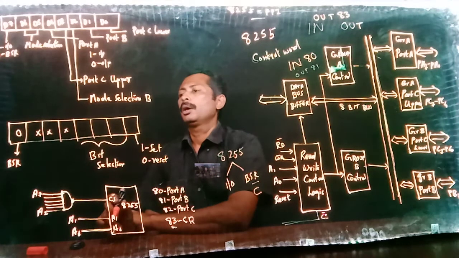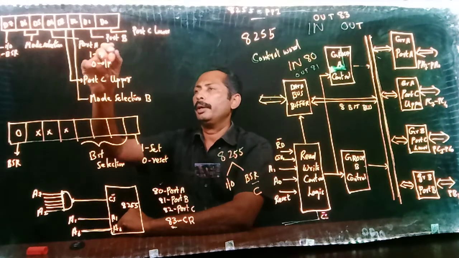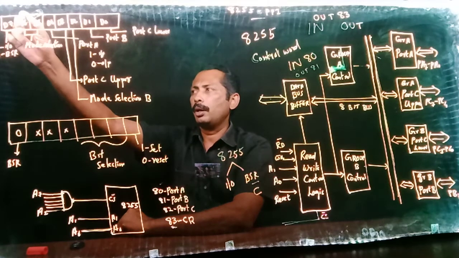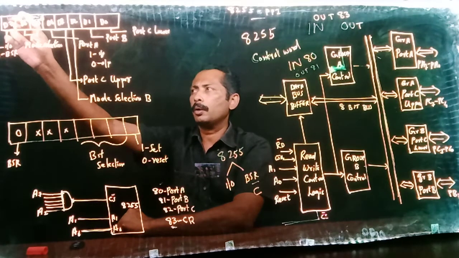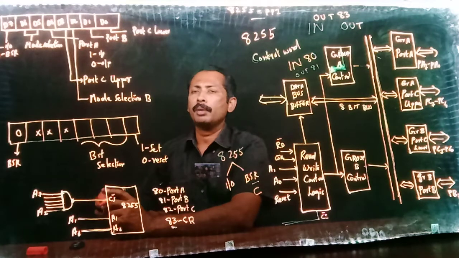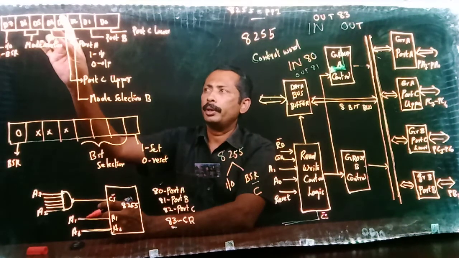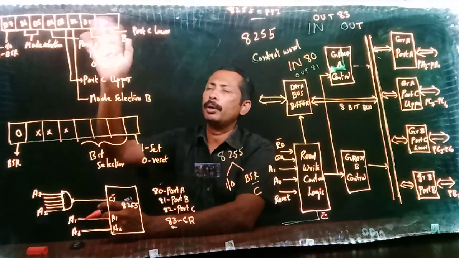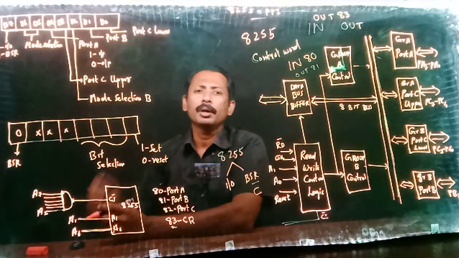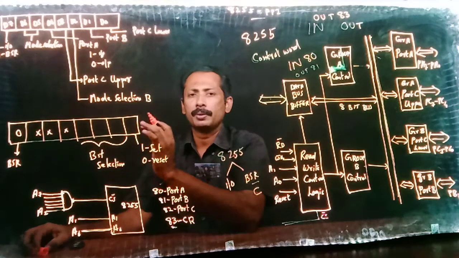ഓക്കെ. So this is input output mode. D7 എന്നുള്ളത് 1 ആകുമ്പോഴുള്ള കോമ്പിനേഷൻ കൊടുത്തിരിക്കുന്നത്. This is for mode selection of group A, then port A, then mode selection of group B, അങ്ങനെ ഓരോ ബിറ്റിനകത്തും it has its own purpose.